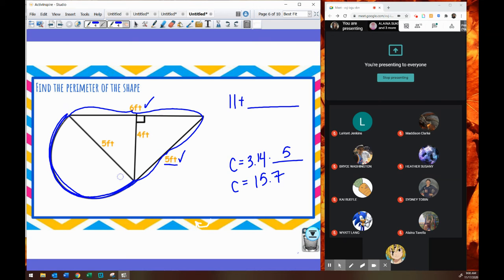Your last step is to ask yourself, how much of a circle do you have? So cut it in half. And you get 7.85. Add it to the rest. So what is our entire perimeter? 11 plus 7.85 equals 18.85.